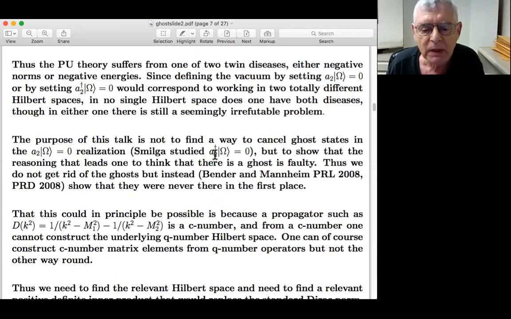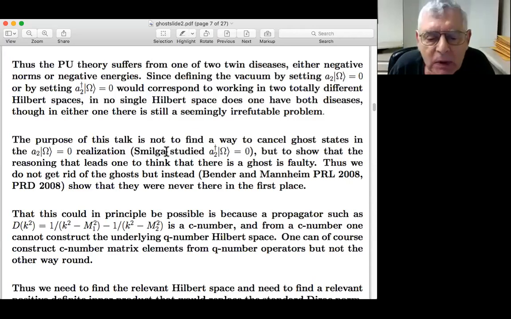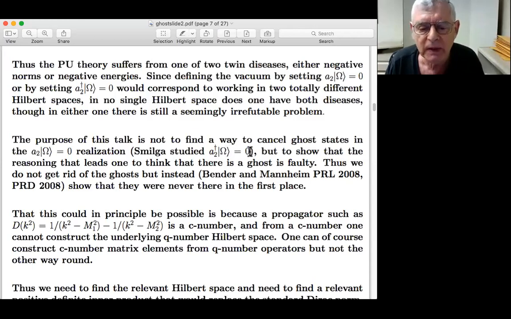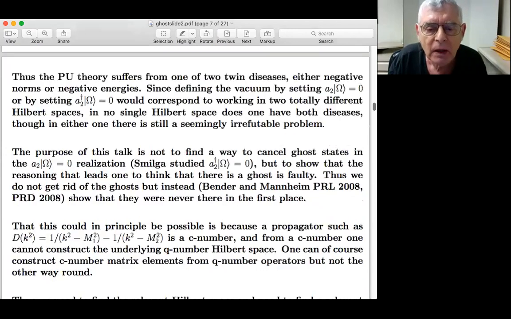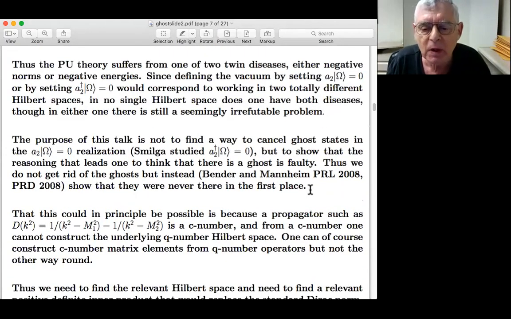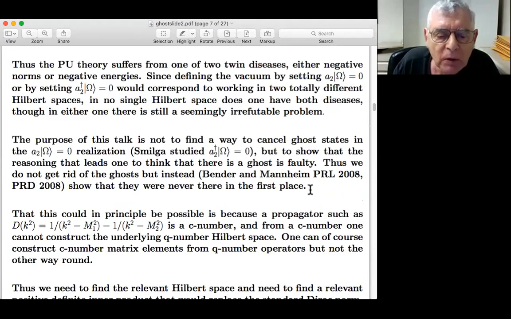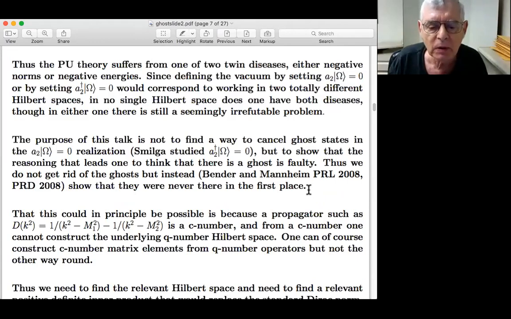Now, the alternate realization, A2 dagger on the vacuum equals zero, has been studied some time ago by Smilga. This is the one with the negative energies, and we've just heard two very nice talks on how you could possibly live with the negative energies. The issue from the point of view of quantum field theory is these negative energy states are propagating forwards in time. Namely, they are below the real axis in the Feynman contour, and you have to find a way to move them from the negative energy region into the positive energy region, or get them to cross the contour so that they're no longer in the Feynman contour that closes below the real axis. So those, I think, are the quantum field theory challenges associated with this realization.